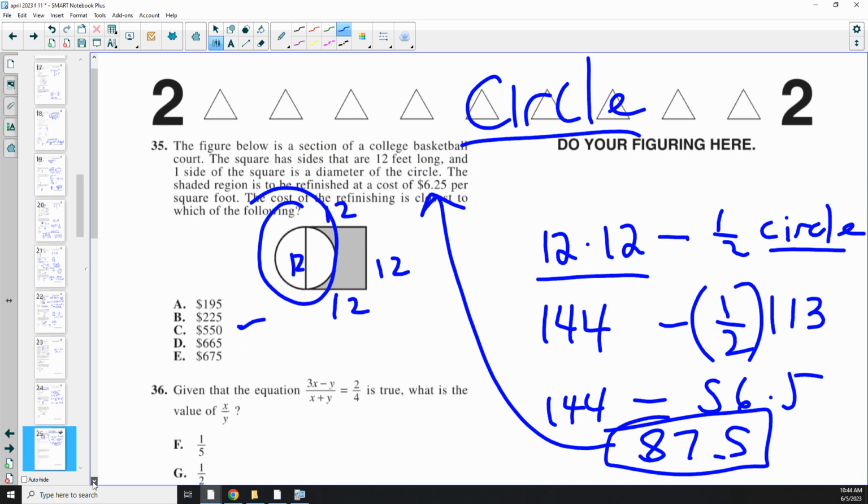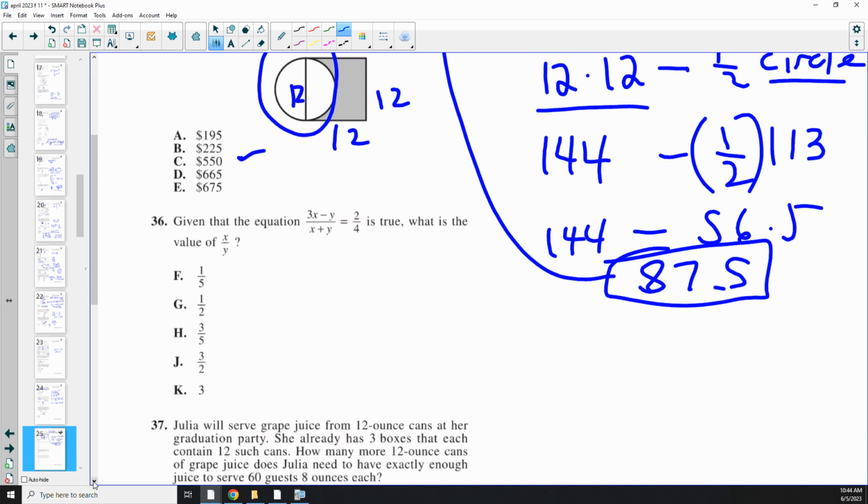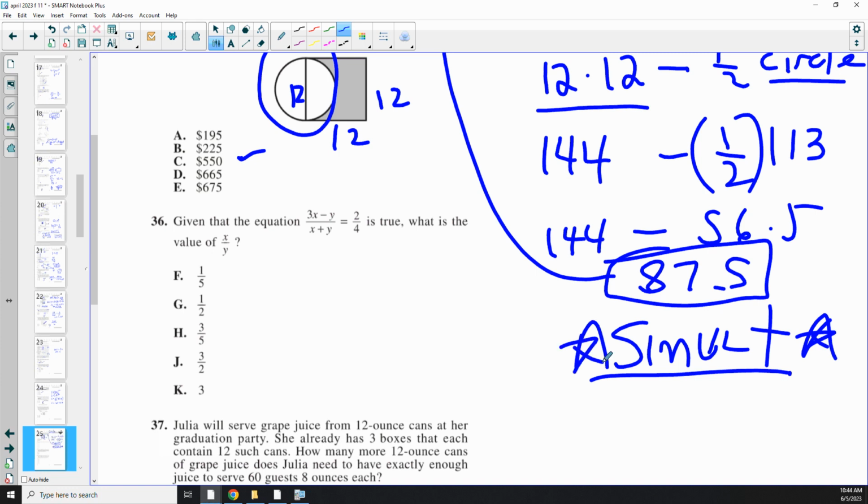This is a famous one. It's cross multiply. Someone in my class the other day used Simult for this, and I was so proud of them that they thought of that. They just put in 3x minus y equals 2, and x plus y equals 4. I thought that was the cleverest thing I ever saw.